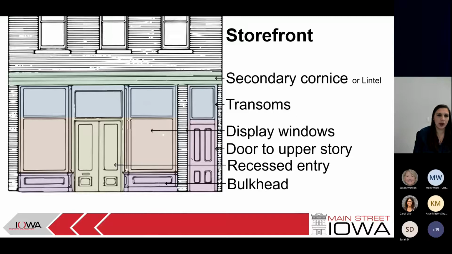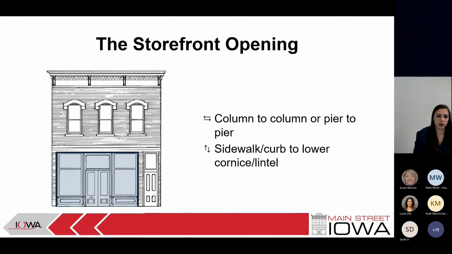The storefront opening is a very important concept to keep in mind. There are, or there should be, boundaries to a storefront, and the elements should completely fill the boundaries of that opening. The storefront spans from column to column or pier to pier in the horizontal direction, and then from the cornice or the steel lintel at the top, all the way down to the bulkhead or the curb, the sidewalk at the bottom.